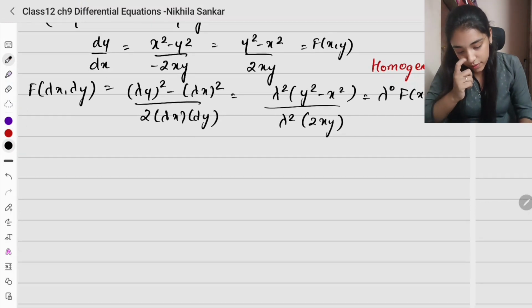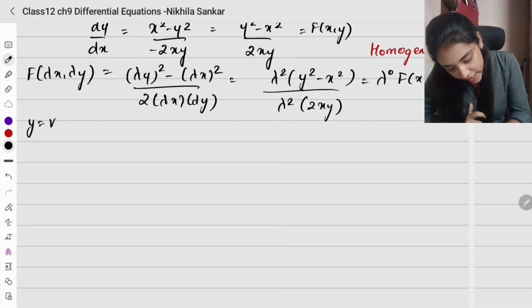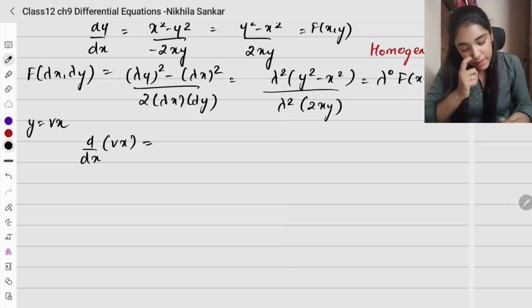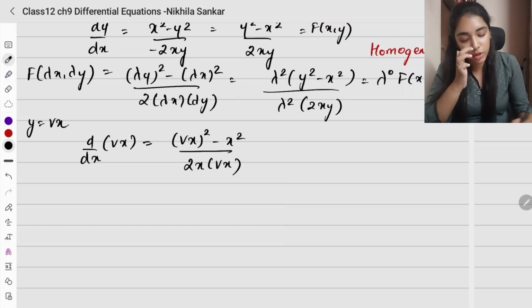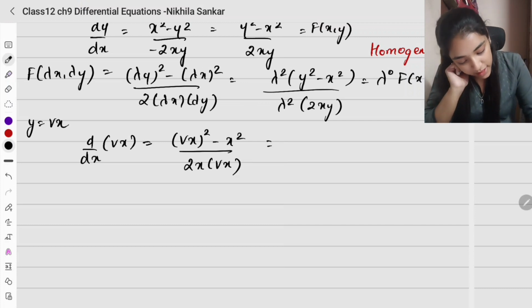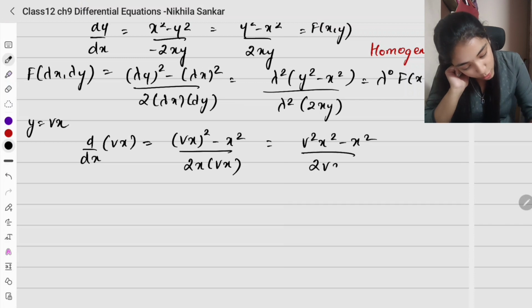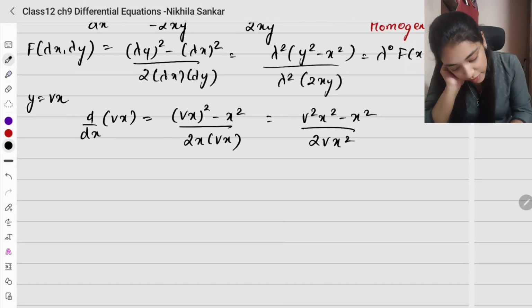Okay, now let's solve. So I'm going to substitute y equals vx. Shall we substitute? d by dx of vx equals, in place of y I put vx. So I'm going to have (vx) the whole square minus x square divided by 2x times vx. Have we put it in the question? Now taking x common, I'll have (v square x square minus x square) divided by 2v x square.